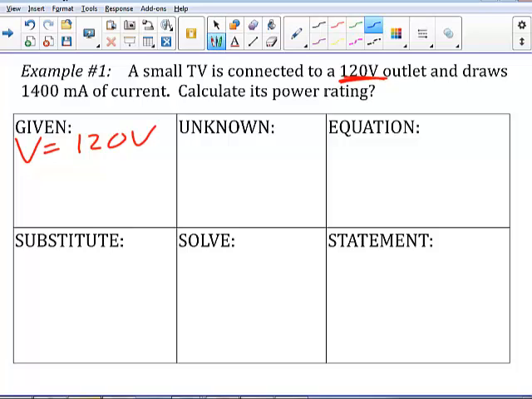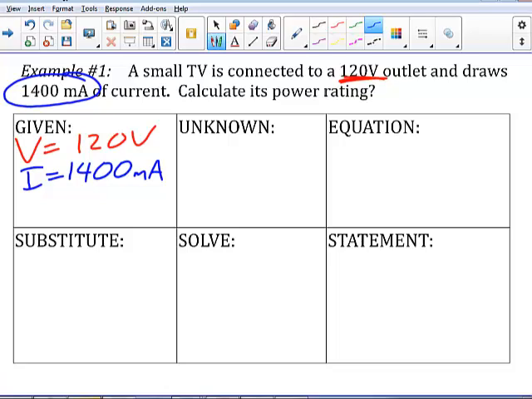Now this area might be a little bit confusing for you. We've got 1400 mA. So let's write that down. But we work with amps, not milliamps. So how do we do the conversion for this? Well, you should ask yourself right now, how many millimeters are there in a meter? Pause the video and think about it. Talk to the person next to you.